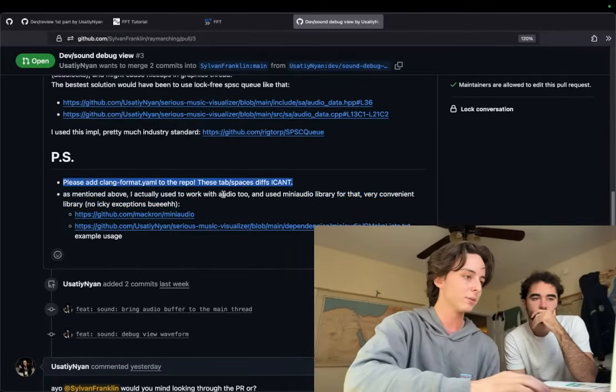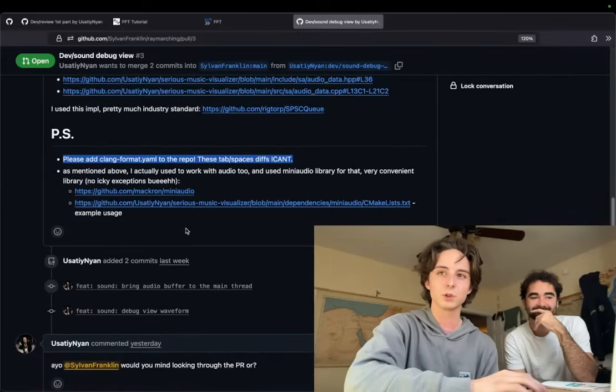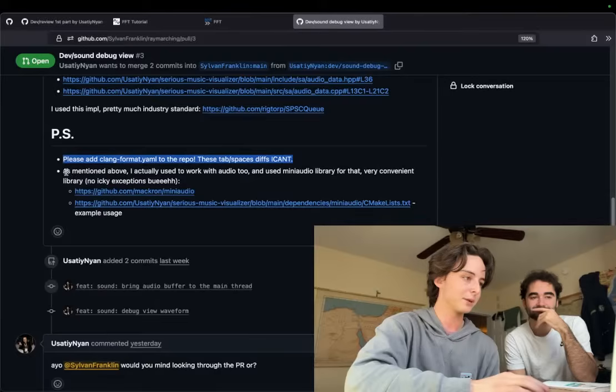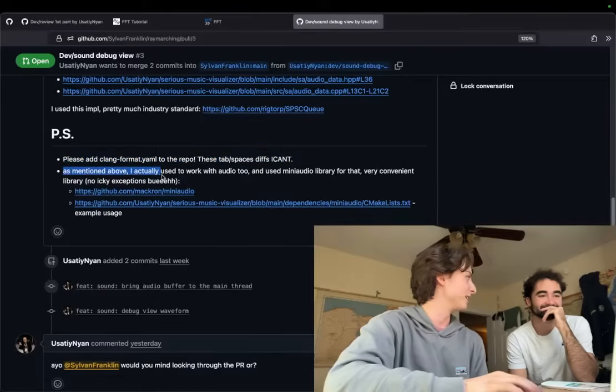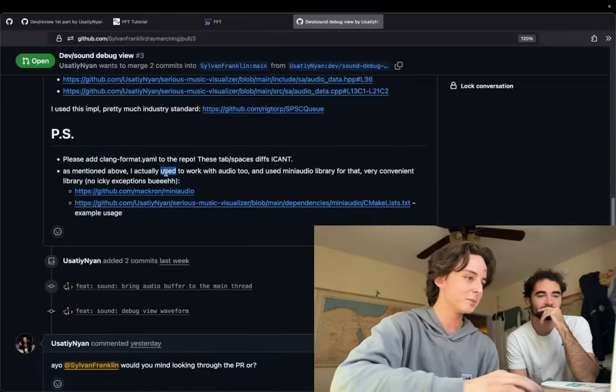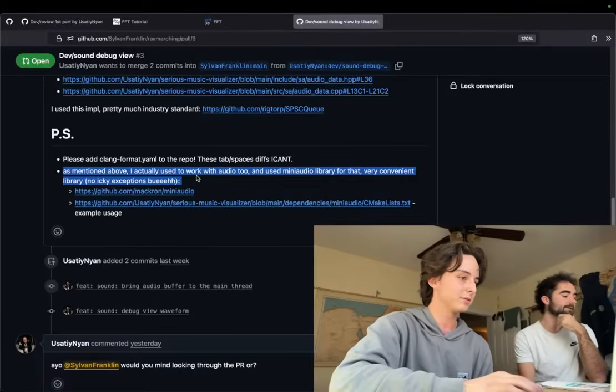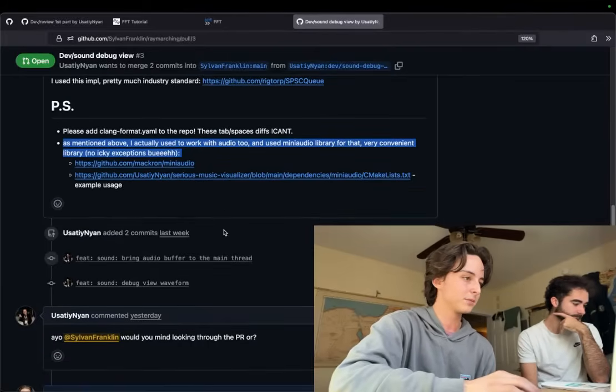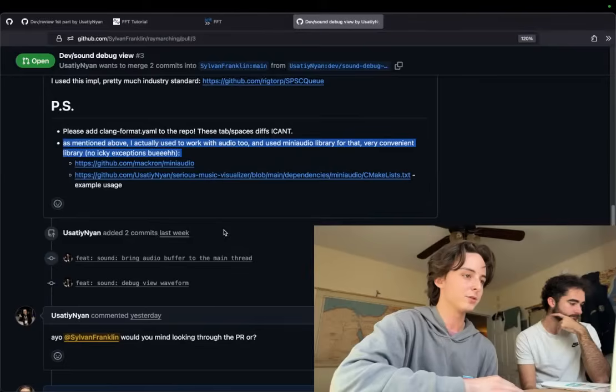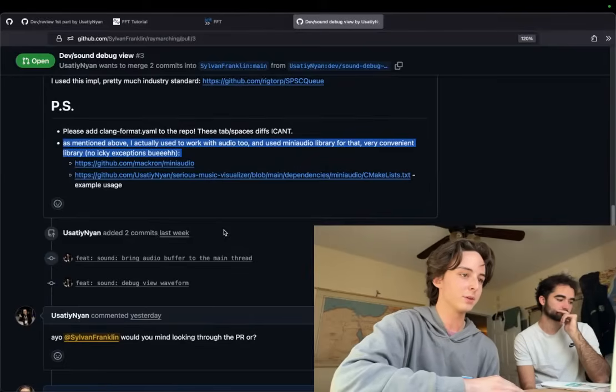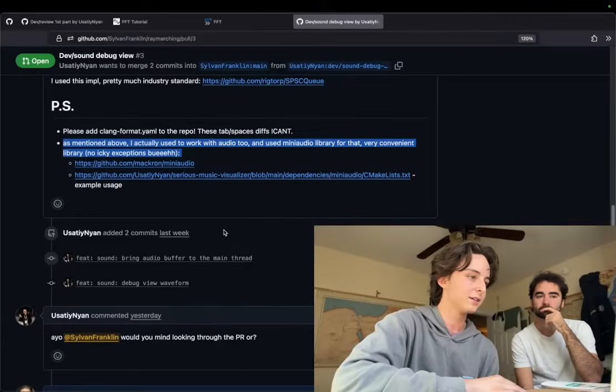Please add a clang-format YAML. These tabs and spaces diffs, I can't. Yeah, fair enough. I have a global clang format, but I think Jake and I use different formatters. I don't know if yours respects the clang format. Probably doesn't. Well, it probably does. Yeah, no, it definitely does. As mentioned above, I used to work with audio and used the miniaudio library. Very convenient library, no icky exceptions, blech. Cool.